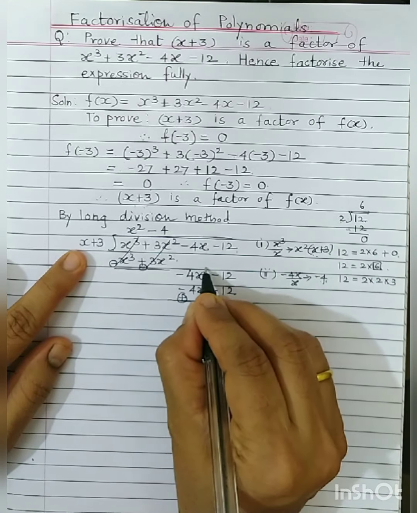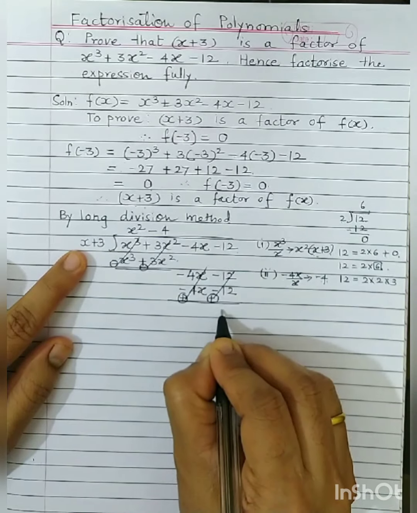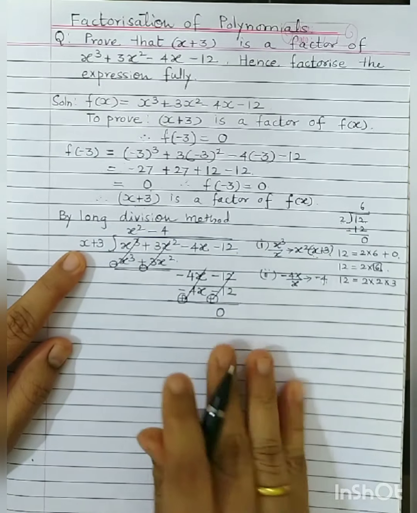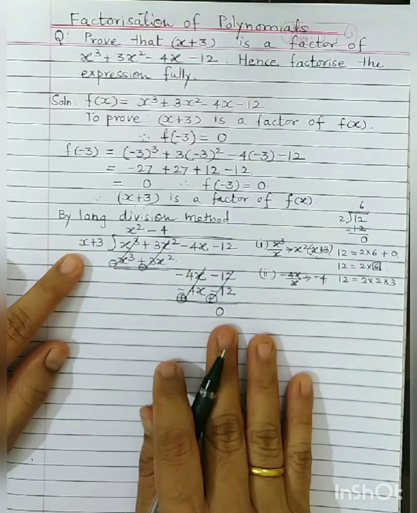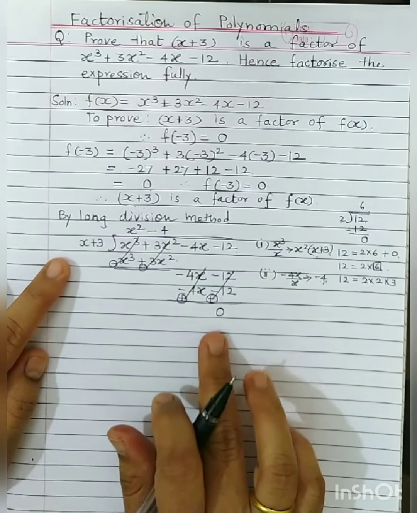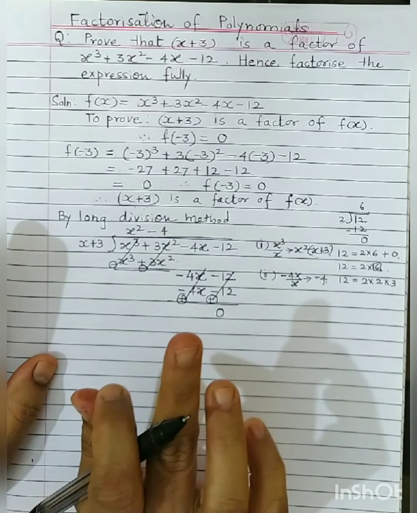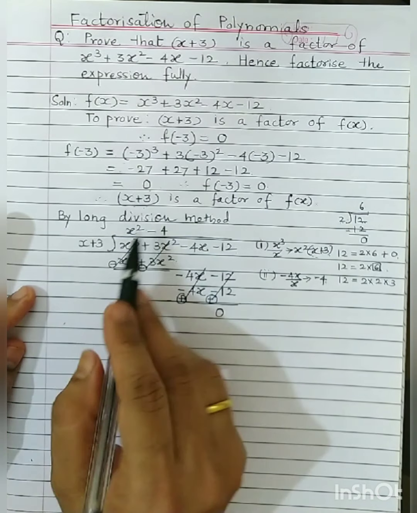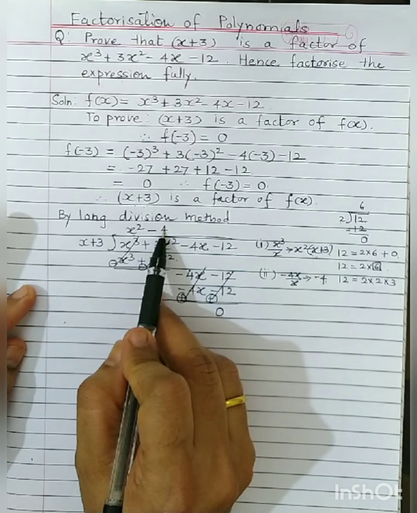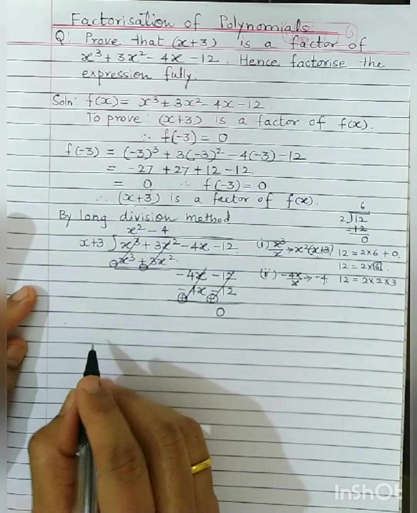So obviously these terms also get cancelled and what is left here is 0. So again it is verified x plus 3 is a factor, though we have already proved it, just as a verification. And you have got the other factor as x square minus 4. Now either you first factorize x square minus 4 or you can do it together.